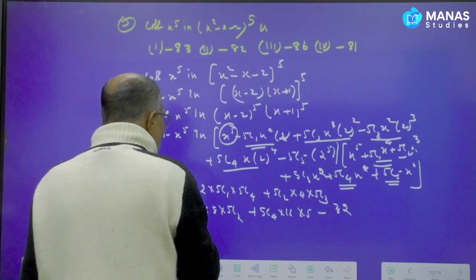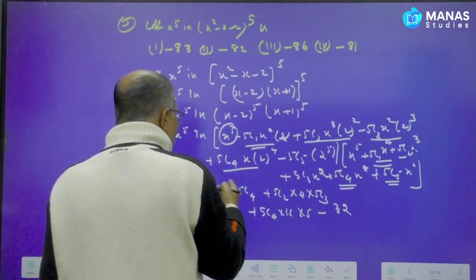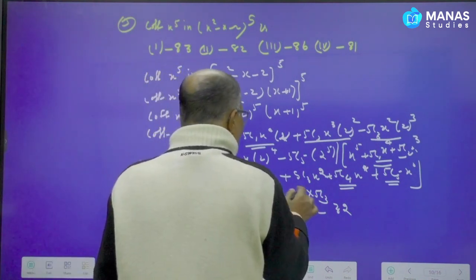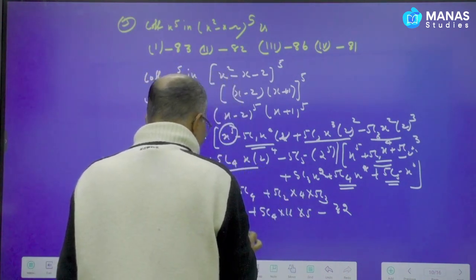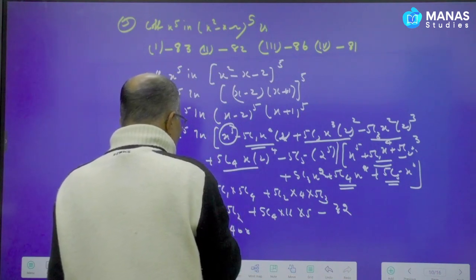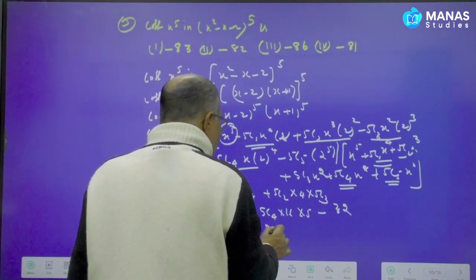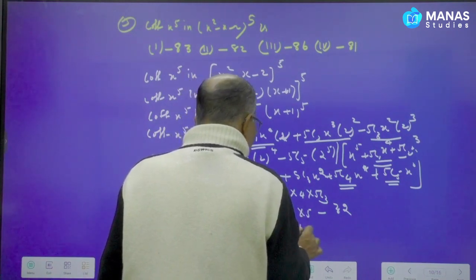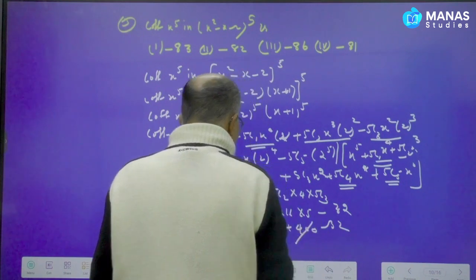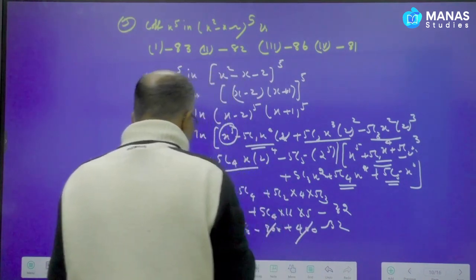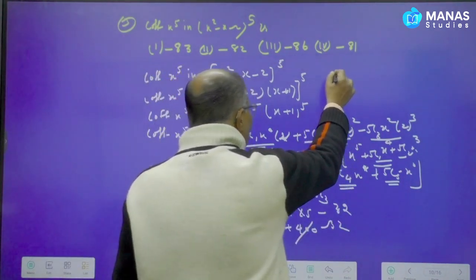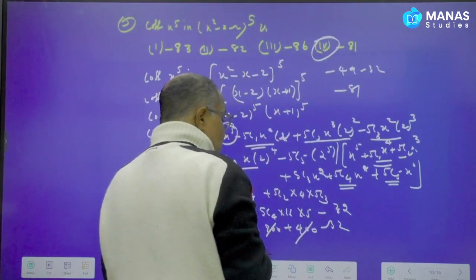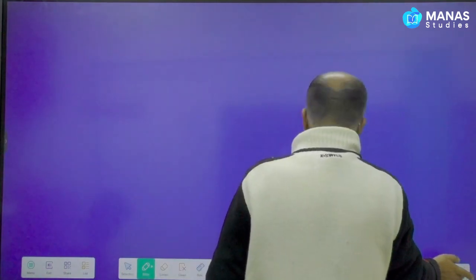Now 5c5 is 1, 5c4 is 5, 5 5s are 25, 25 2s are 50. 5c2 is 10, 5c3 is 10, 100, 100 into 4 is 400. 5c2 is 10, 5 100, 800, minus 800. 5 5s are 25, 25 into 16, which is again 400, minus 32. 400, 400, 800 cancel. So this comes to be minus 49, minus 32, which is minus 81. So option 4 is the correct answer. Now we will move to the next question.